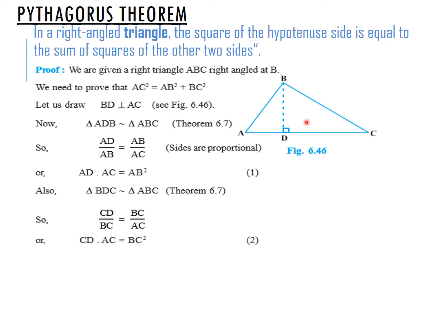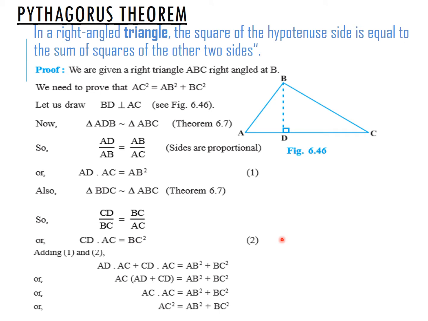Again, let us take the other triangle BDC. So we know that BDC is also similar to the entire triangle ABC. From this we can get the ratio CD by BC is equal to BC by AC using the names of the triangles. Again, let us cross multiply. If we do that, we get CD into AC is equal to BC squared. Mark it as 2.